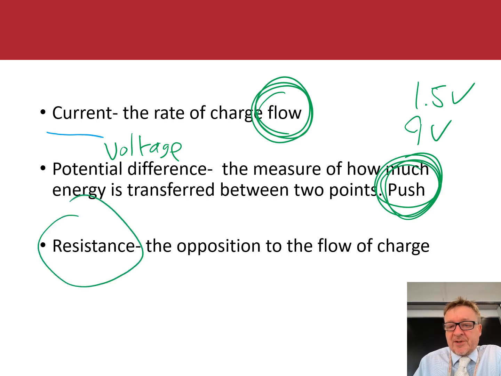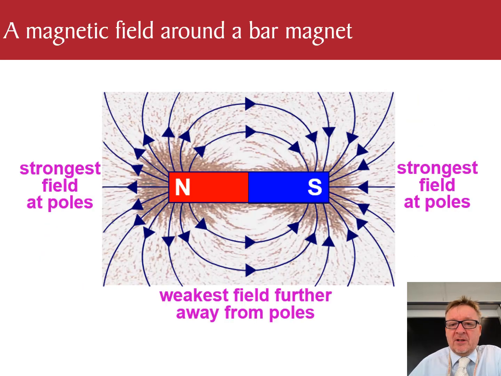Resistance is the opposition to the flow of charge. It's whatever's in the circuit that slows down the flow of the charge.